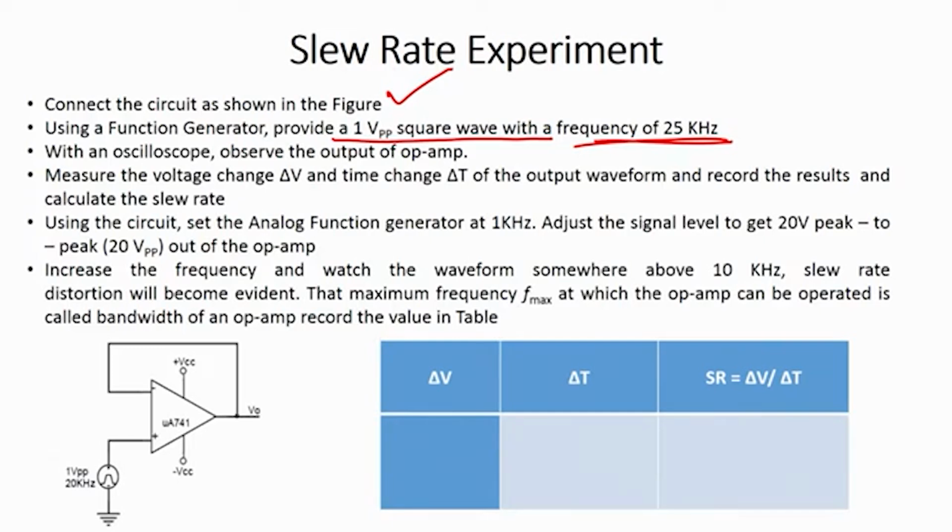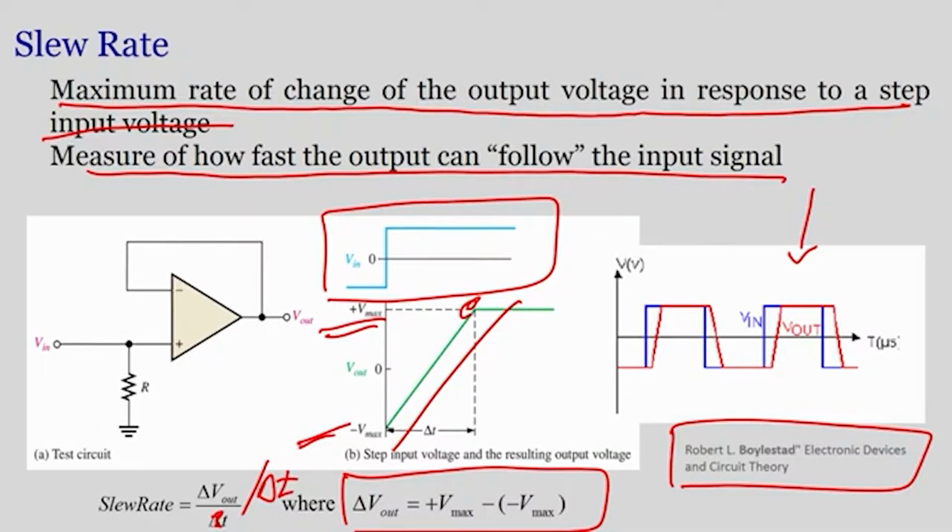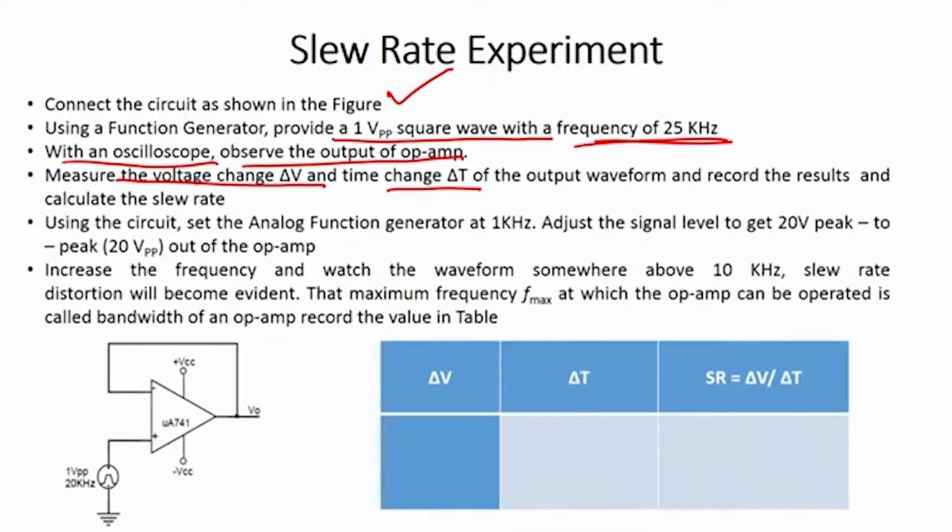So, with an oscilloscope we will observe the output of the operational amplifier, and we will measure the voltage change delta V with respect to delta t. Why? Because we have seen in the last slide that the formula for slew rate is nothing but delta V out upon delta t. So, what we are measuring is the fourth point, which is this one: measure the voltage delta V and time change delta t of the output waveform, record the results and calculate the slew rate, alright.